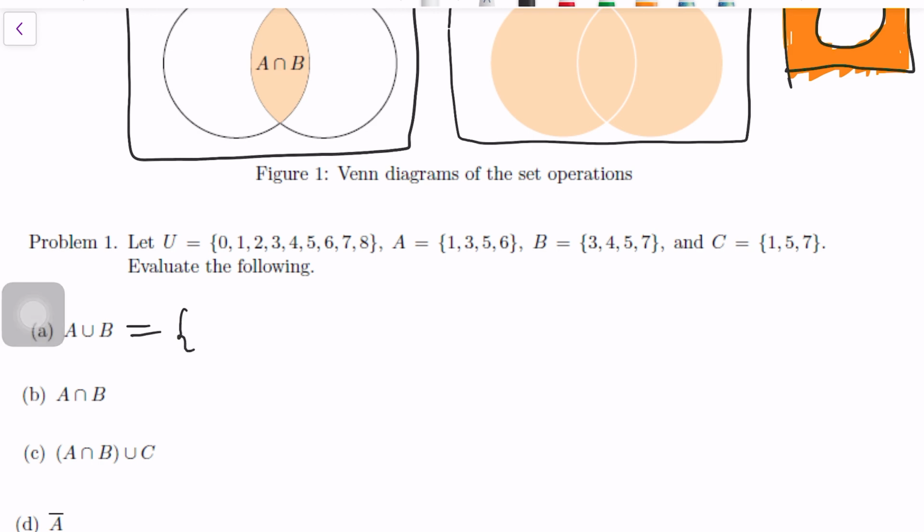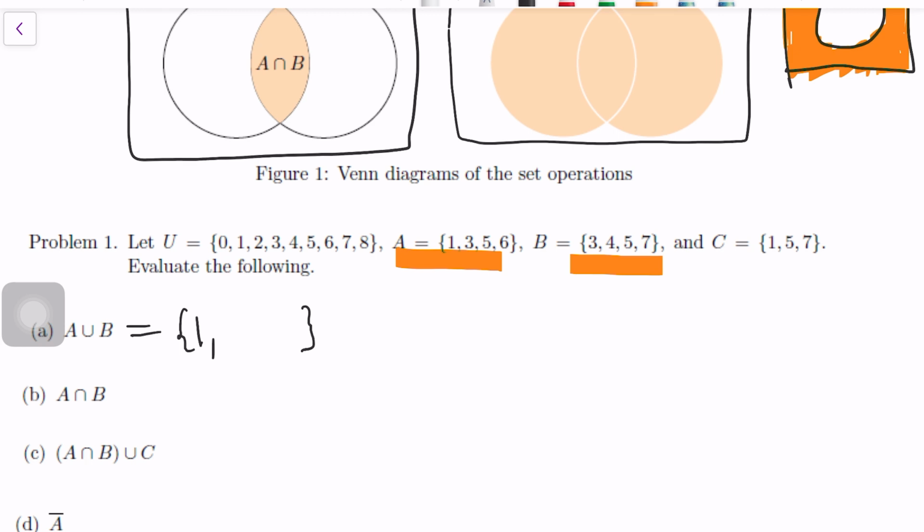So let's remember to start and end with curly braces. And then what do we do? We just take combined A and B, right? So we throw the content of those two sets into one set without repeating the same element twice, because we think of it as the exact same element.